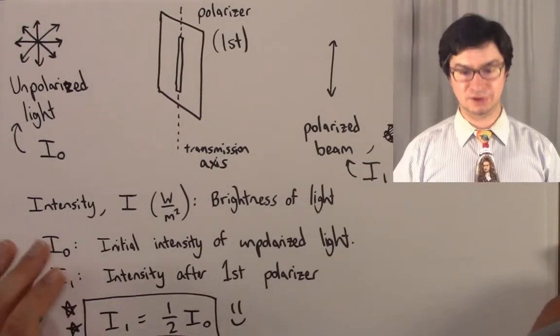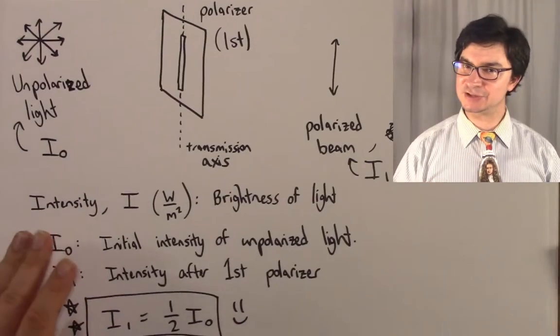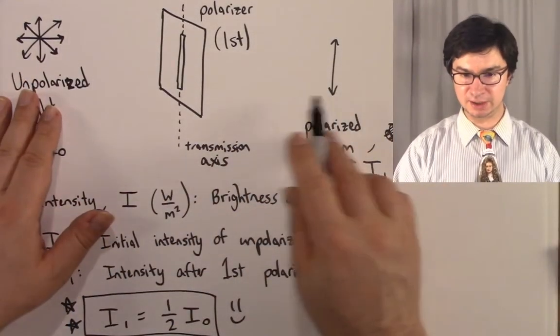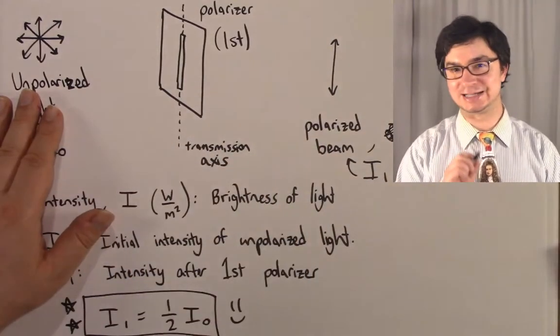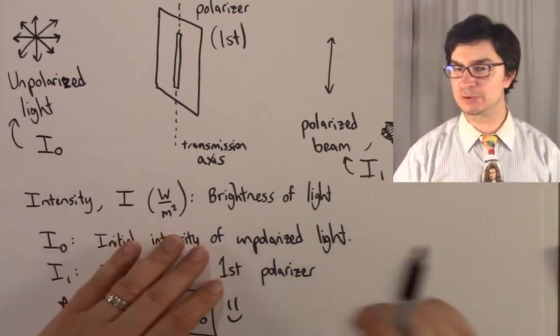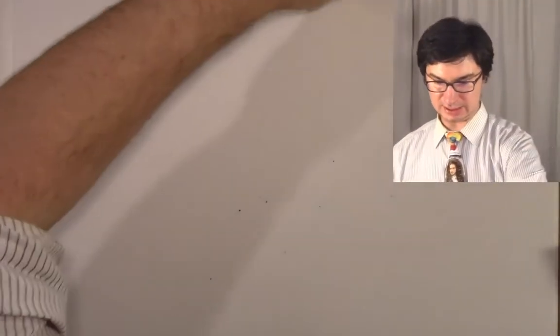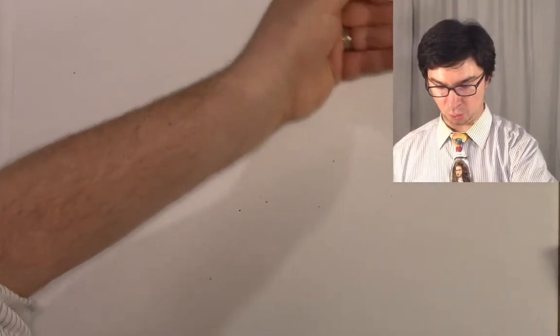All right, very cool. Let's take this a step further. What if we were to take this polarized beam here, and pass it through a second polarizer? This is where the magic happens. This is where things get very interesting. Okay, so let's take a look at what happens. Here we go.